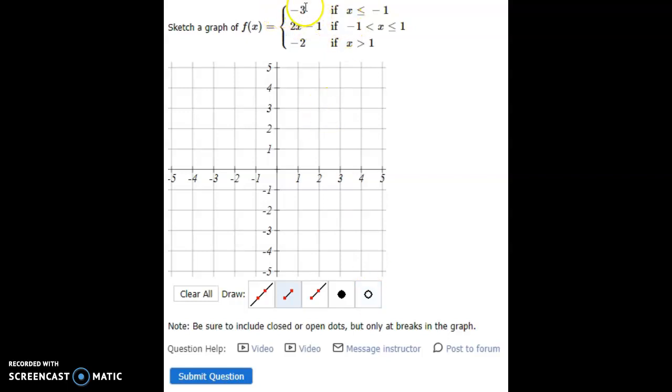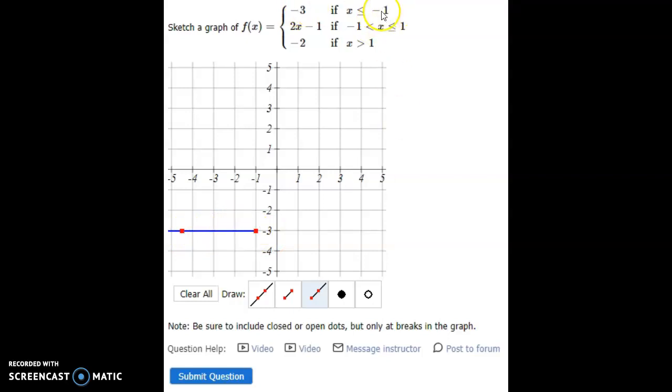Now I want to get to my function here. My first formula in this piecewise function is y equals -3 for x less than or equal to -1. That means I'm starting at -1, going to the left, at a y value of -3. So I'm going to use this third button, and I'm going to start here at -1 for my x value, at a y value of -3, and then move out to the left because this inequality means go to the left of -1. And so that's making the first part of the piecewise function.